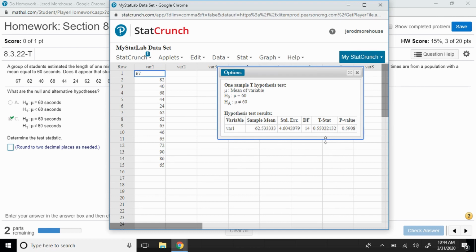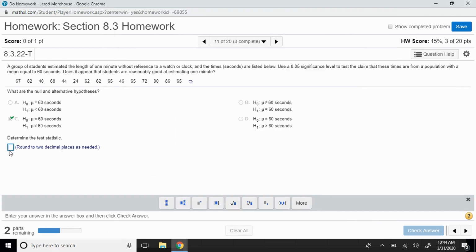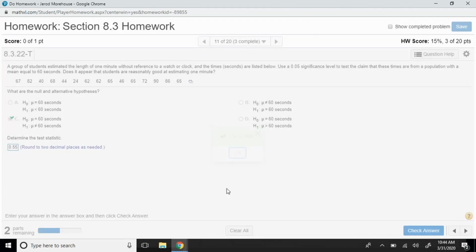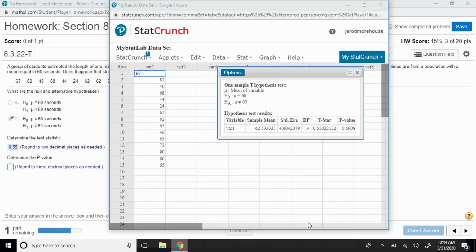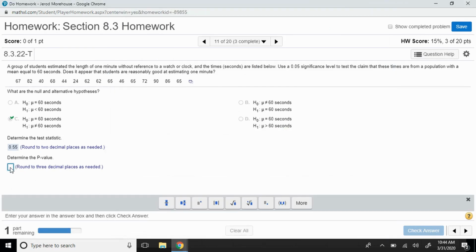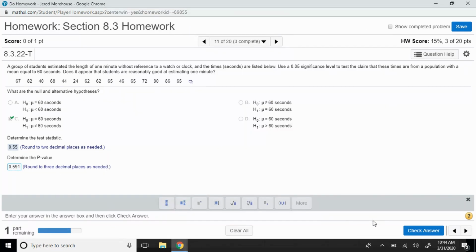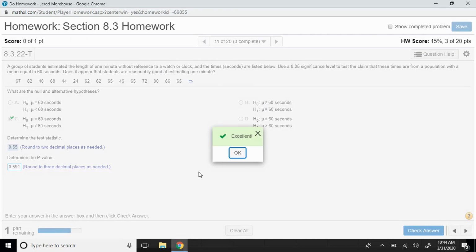So my test statistic ends up being 0.55. So let's type that in here, 0.55. Awesome. Our p-value is going to be 0.591 if we round to 3 decimal places. Is that what I just said? I have to go check. I forgot already. Yes, 0.591. We can check that answer.